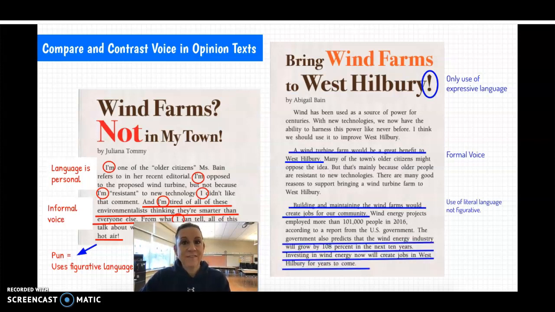And then I underlined that very last part, and that's complex language. "The government also predicts that the wind energy industry will grow by 108% in the next 10 years. Investing in wind energy will create jobs in West Hillbury for years to come." So it's very complex language.